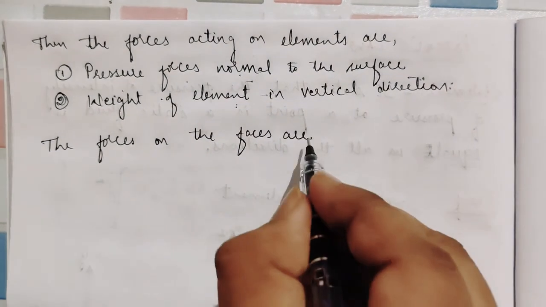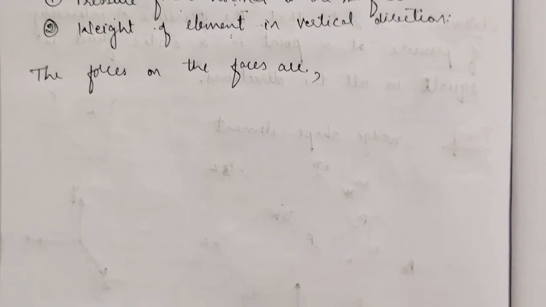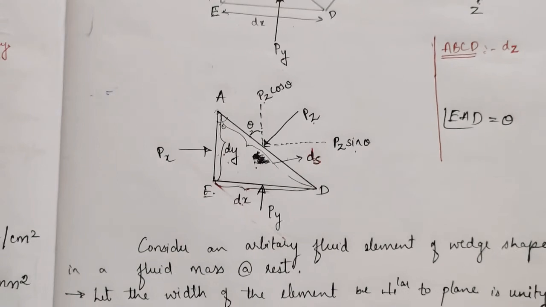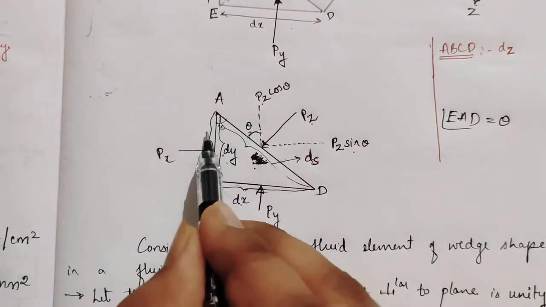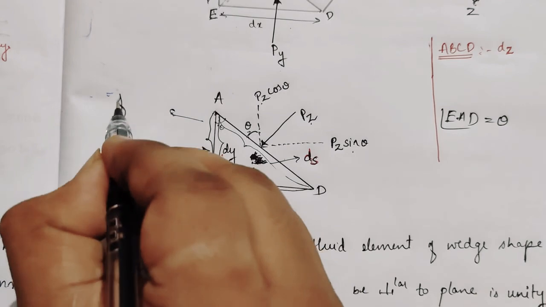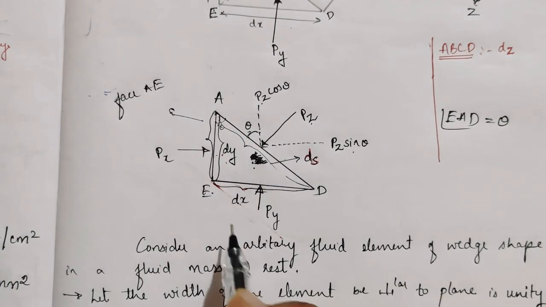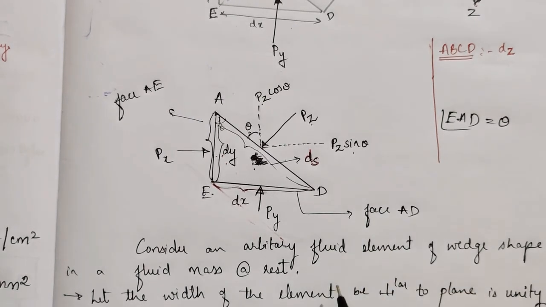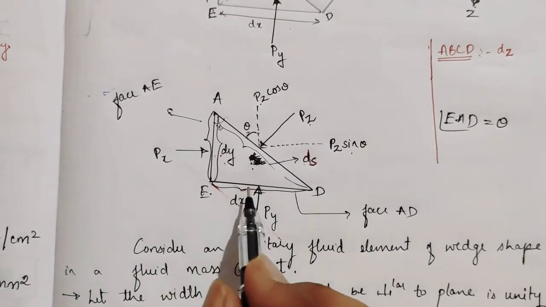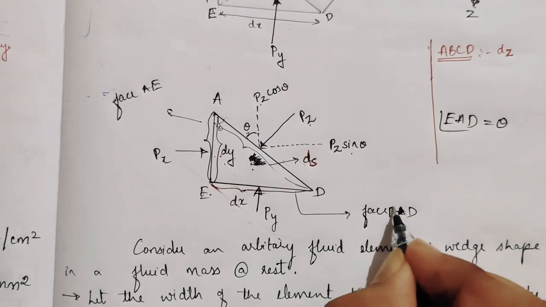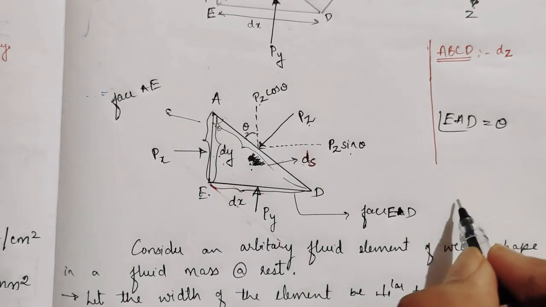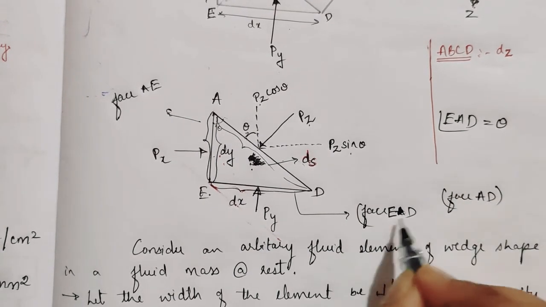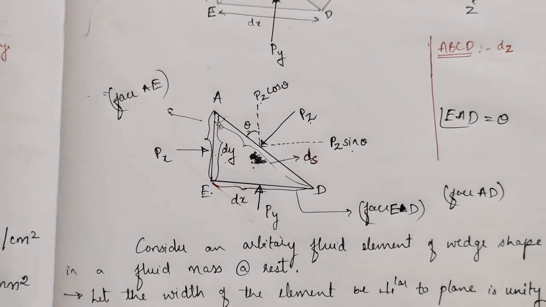So what are the forces on the faces? See here. What are the forces on the faces we have? We have a face called AE. So this is one face, AE. We have another face, sorry, this is ED. And another face is face AD. We have to calculate the forces on each face.